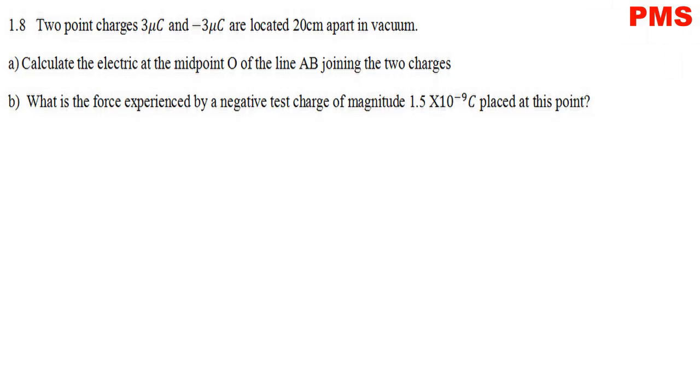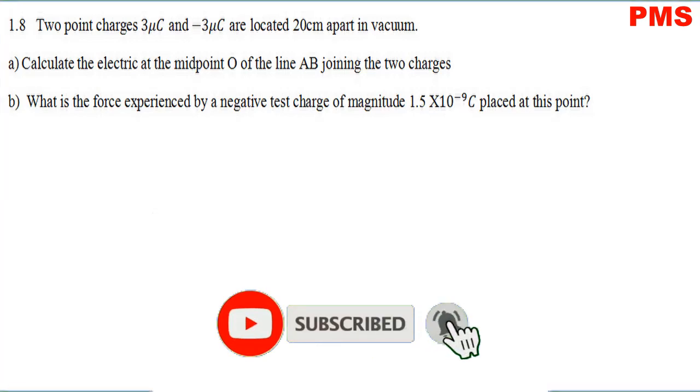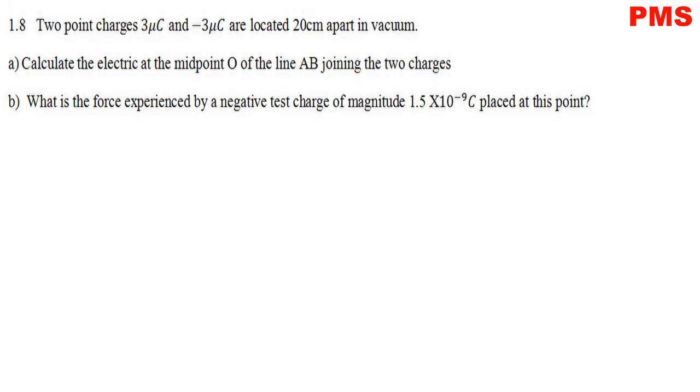Second question: two point charges 3 microcoulomb and minus 3 microcoulomb are located 20 cm apart in vacuum. First, calculate the electric field at the midpoint O of the line AB joining the two charges. Second, what is the force experienced by a negative charge of magnitude 1.5 into 10 power minus 9 coulomb placed at this point?